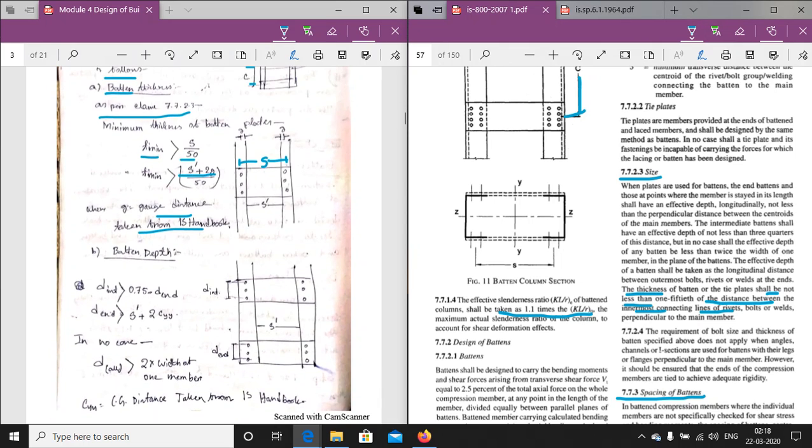The batten depth. Now the intermediate batten shall not be that. Here it is written that the intermediate batten shall have an effective depth not less than 3/4 of this distance. And the end batten shall have an effective depth.